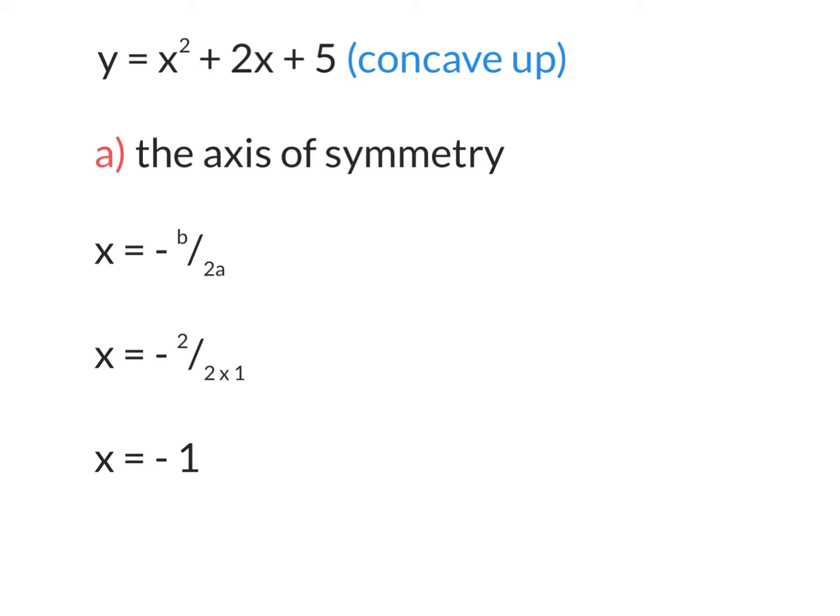So firstly, x squared plus 2x plus 5, we know is concave up because it's got a positive x squared. The axis of symmetry formula, x equals minus b over 2a. So the b value in this case is 2 and the a value is 1. So we get minus 2 over 2 times 1. That's minus 2 over 2, which is minus 1. So x equals minus 1 is the axis of symmetry.